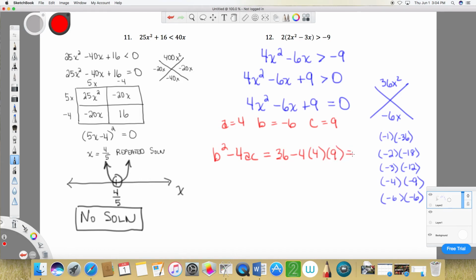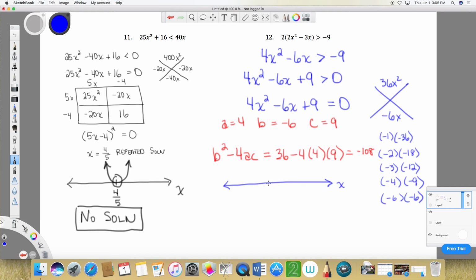And what does that result in? Well, I need a calculator to figure that out. You might be able to do that in your head, but I cannot. I get negative 108. So not only can I not factor this, this equation doesn't have a solution. So let's draw my number line, and I don't have any critical points on this x-axis.